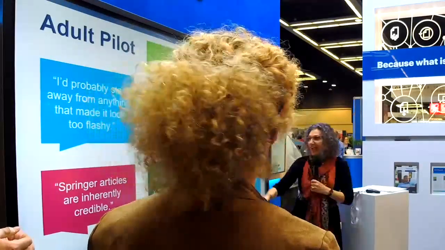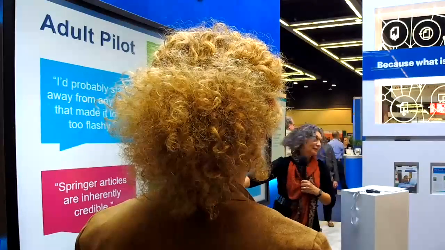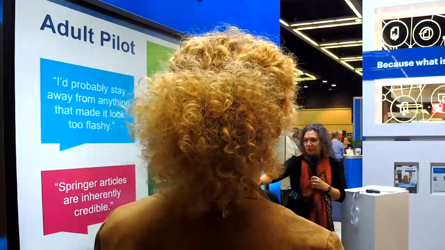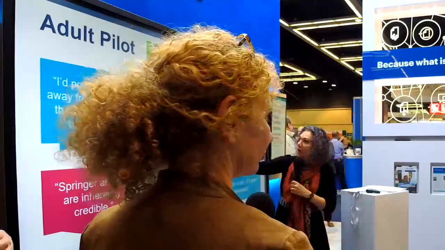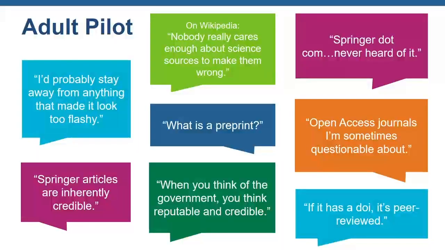Yes, it is. I love, this is my favorite quote, especially today. When you think of the government, you think reputable and credible. Again, what is a preprint? Open access journals, I'm sometimes questionable about. If it has a DOI, it's peer reviewed. Springer articles are inherently credible. I'd probably stay away from anything that made it look too flashy. On Wikipedia, nobody really cares enough about science sources to make them wrong.